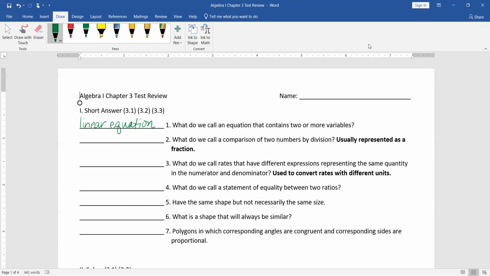Okay, what do we call a comparison of two numbers by division? It's usually represented as a fraction. This is what we call a ratio. You also will have it divided by a colon, but that's a ratio.